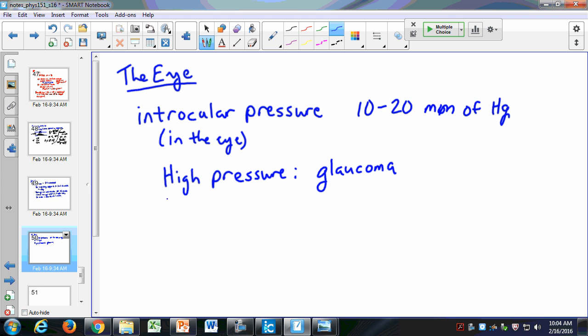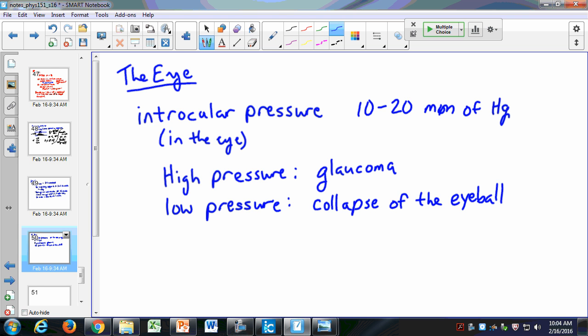And if you have low pressure, well, what will happen if the pressure of the fluid inside the eyeball is too low? It's not a technical term. What will happen to your eyeball? It's going to collapse, just like the artery, right? So if you have a pressure that's too low, you can have collapse of the eyeball. Never happened to me. Doesn't sound very good.